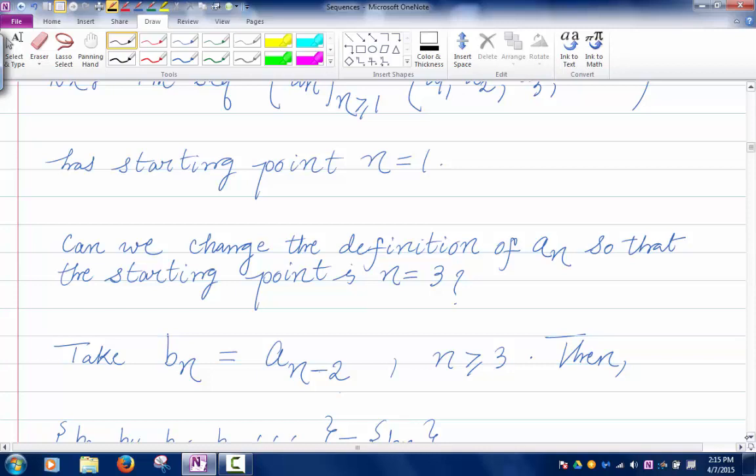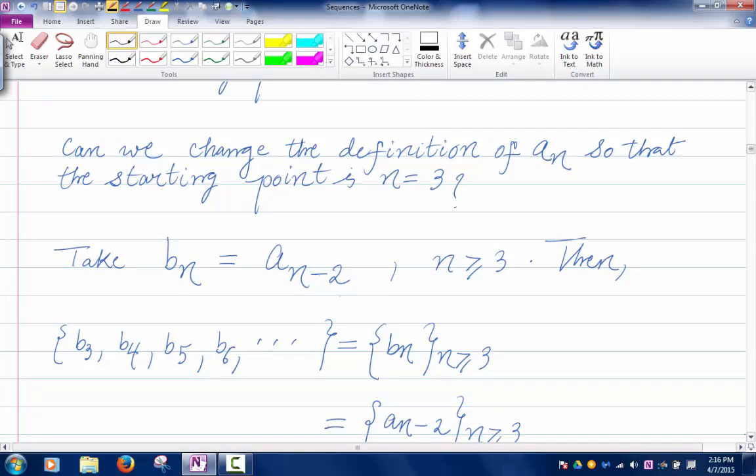My sequence starts at 1, and I want to start at 3, which means that I want to go forward by 2 indices, right? I want my initial index to go forward by 2 indices. In order to achieve that, define the following sequence Bn, where Bn would be An minus 2. That is, whatever the formula for An is, replace n by n minus 2. Okay? If you do that, then your starting index would be 3.